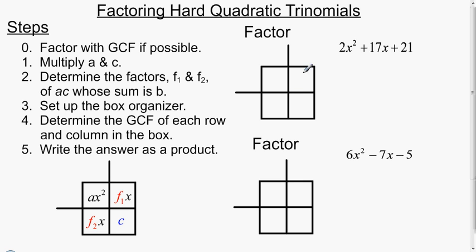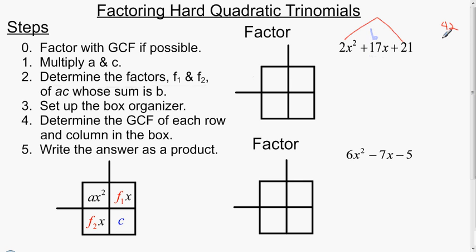Okay, so let's go right into this example here. We're going to factor with GCF if possible, and these three terms have a GCF of 1, so not much to do there. Then I'm going to multiply A and C, which is 2 and 21, and get 42. And then it says to determine the factors, which I'll call F1 and F2, of AC whose sum is B. So I'm looking to get two factors whose sum is 17. That's the B here. Okay?